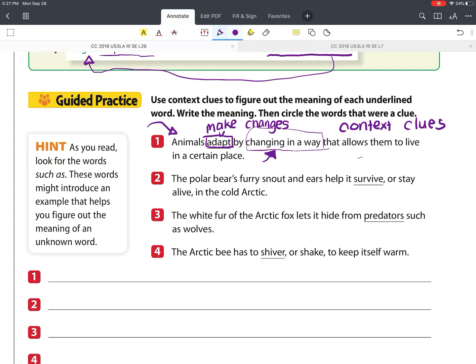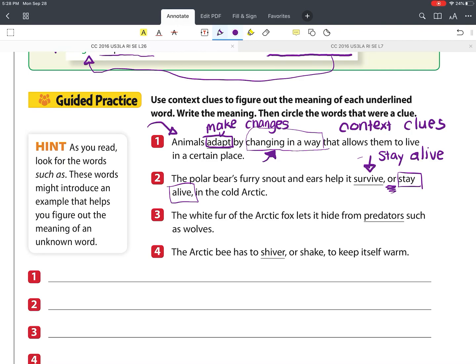The polar bear's furry snout and ears help it survive or stay alive in the cold Arctic. Ooh, there's my or. It's giving me the definition. To survive means to stay alive. You probably already knew that, but if you didn't know that, this sentence would tell you because you're using your amazing context clues.